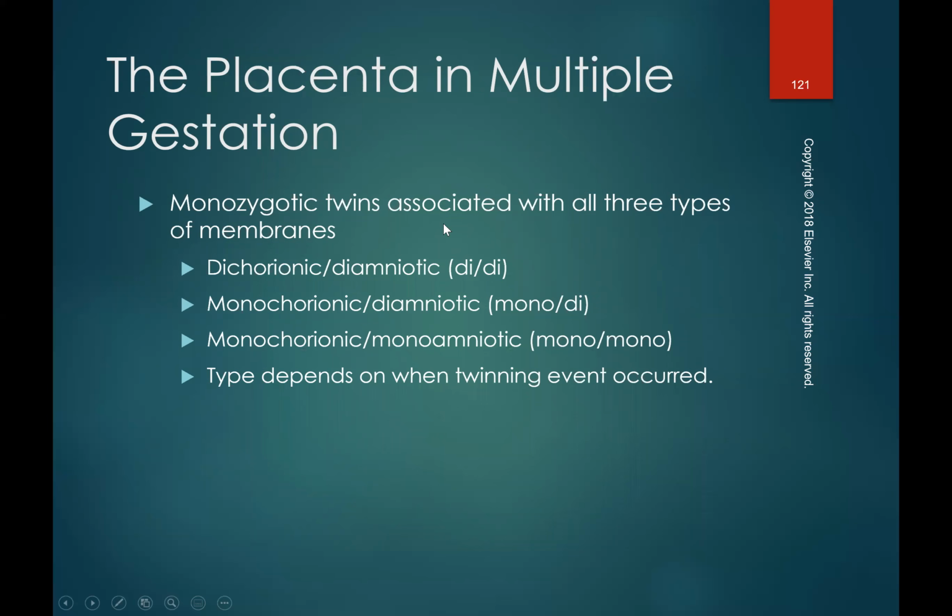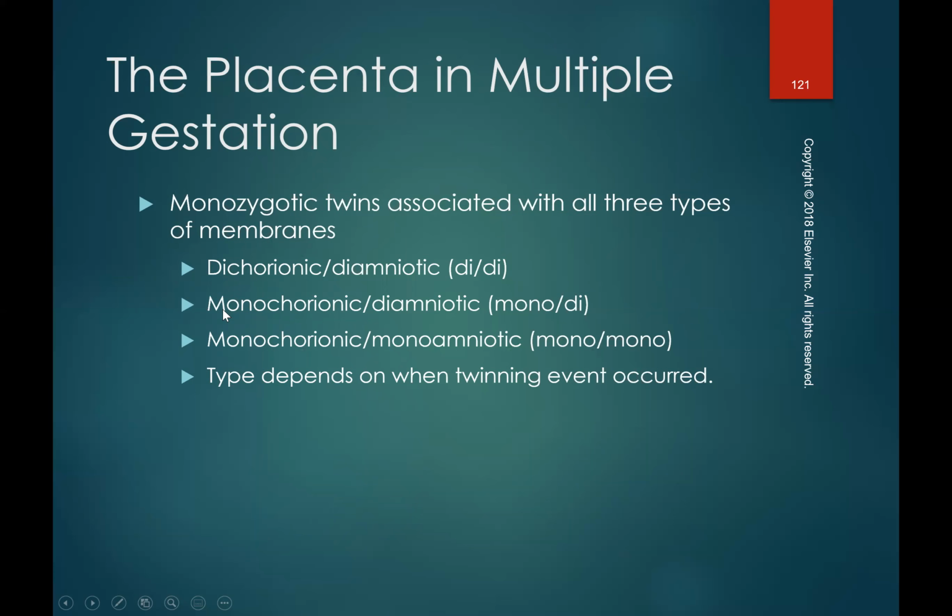Monozygotic twins are associated with all three types of membranes, but if a baby is dichorionic, diamniotic, so they're di-di, they have their own sac, they have their own chorion, they're going to have two placentas. If they're monochorionic, diamniotic, they have the same two separate sacs, but one placenta. So you can tell if it's going to be one or two placentas from this chorionic term here. If it's dichorionic, it's two placentas.